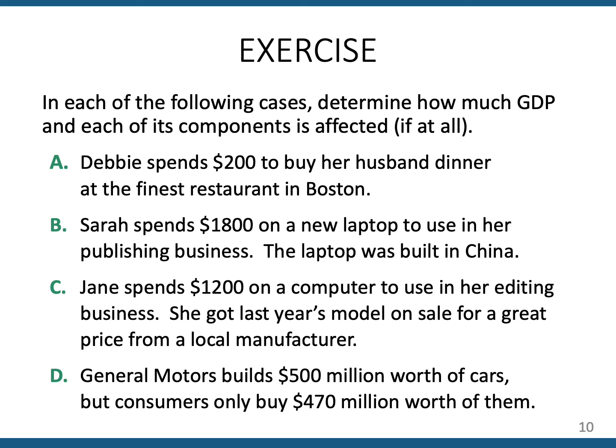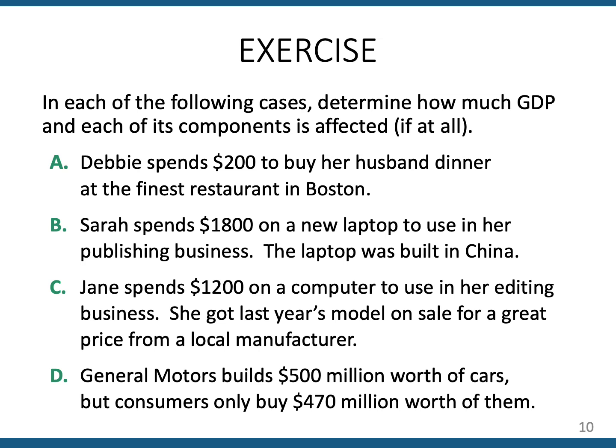All right, part A, this is the easiest one. Debbie spends $200 to buy her husband dinner at the finest restaurant in Boston. So which category is affected? That's consumption, right? So under C, you would show plus $200. And then on the other side of the equal sign, if C goes up by $200, that means GDP went up by $200, right? Perfect.